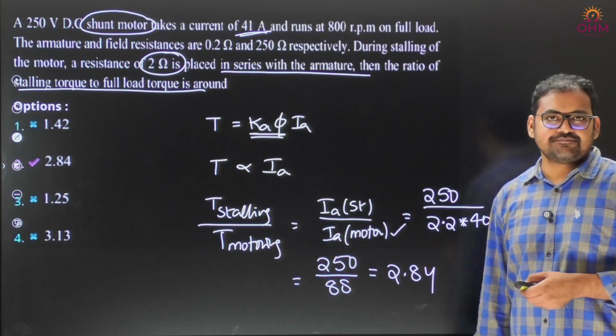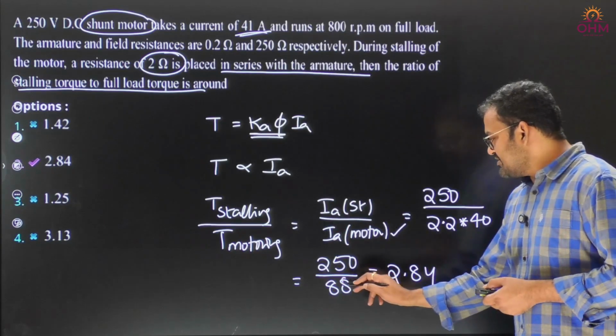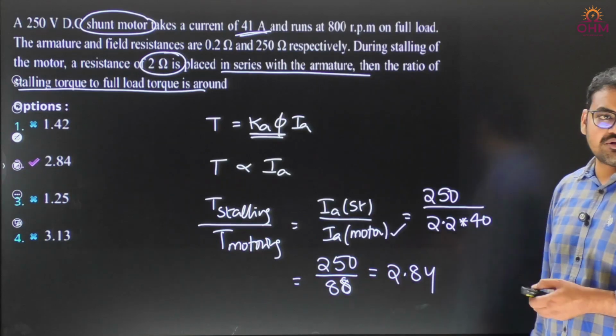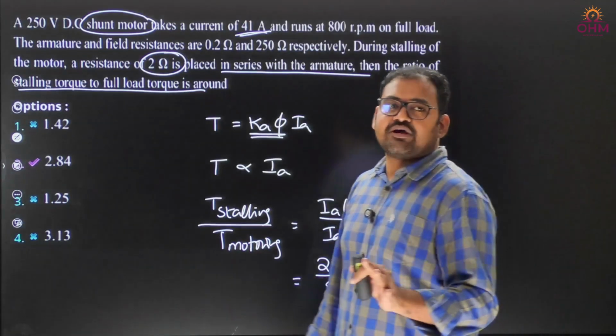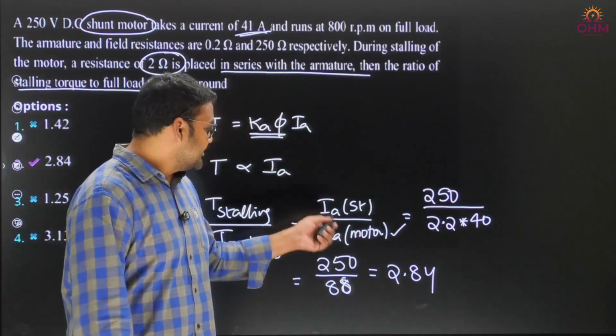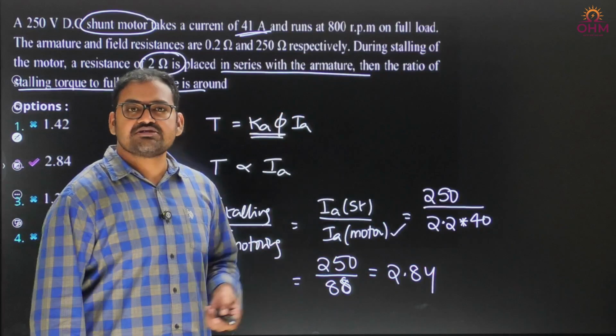Yes or not? Okay. So that's it. So this is the answer for the first question. What is the ratio between stalling torque to motoring torque? It's simple. You just calculate motoring current, you calculate stalling current, and take the ratio, you'll get stalling torque to motoring torque ratio. So the answer is 2.84.